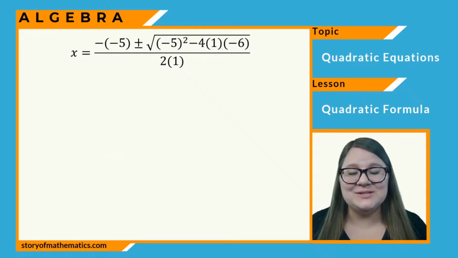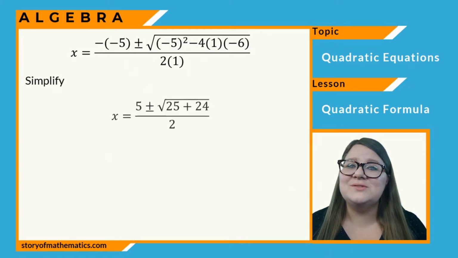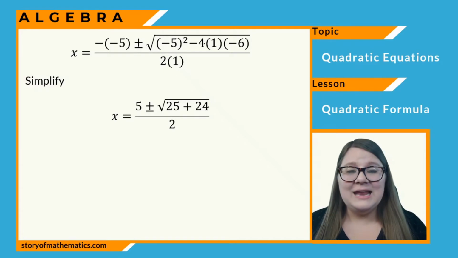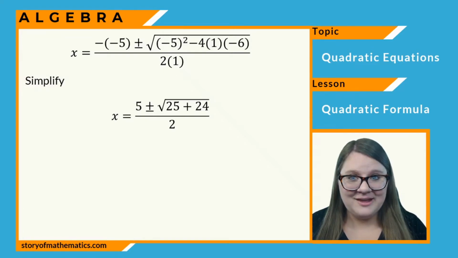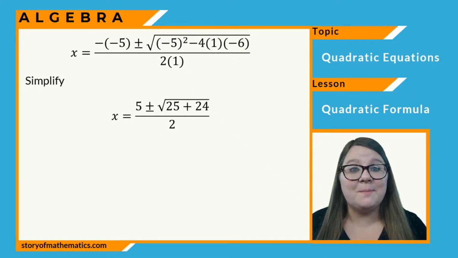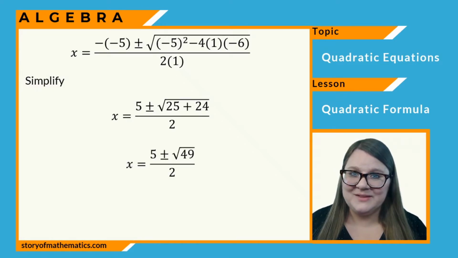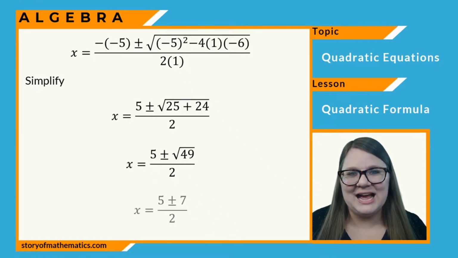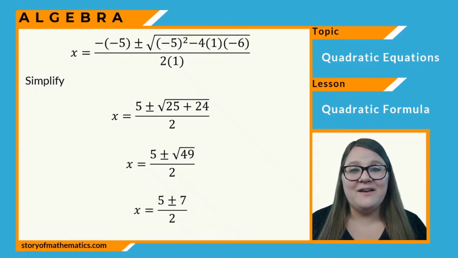The first thing I'm going to do is note that negative 5 is really positive 5. Negative 5 squared is 25. And minus 4 times 1 times negative 6 is really the same thing as plus 24. And then I can do 25 plus 24 to get 49 under the square root. And I happen to know the square root of 49 is 7. Now I have 5 plus or minus 7 over 2.